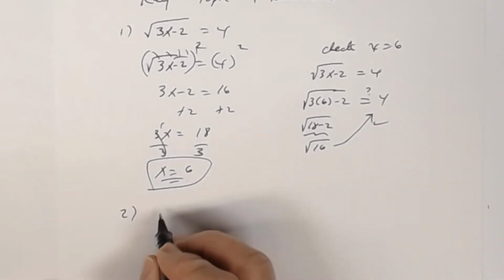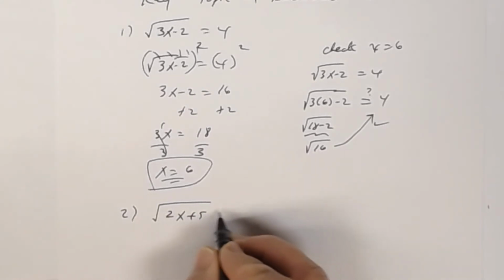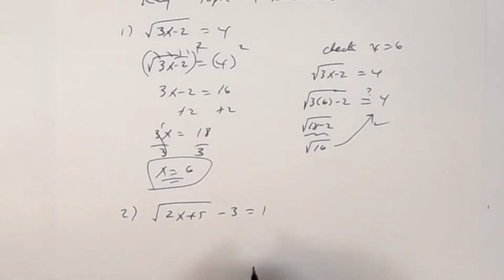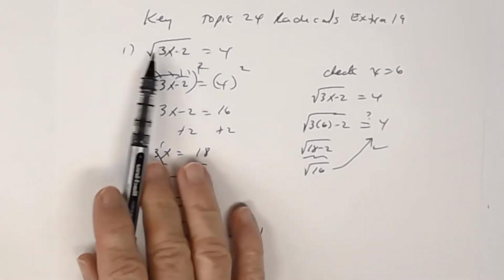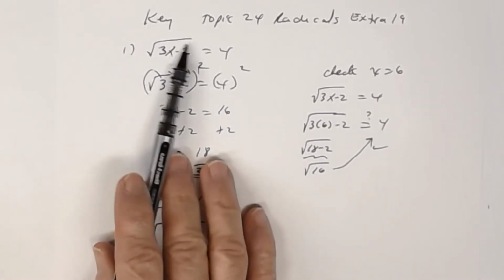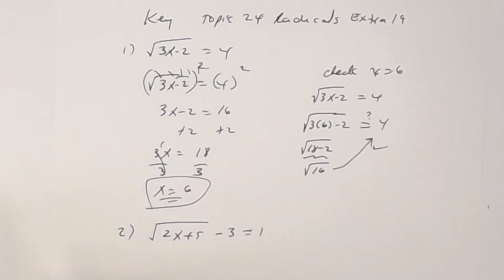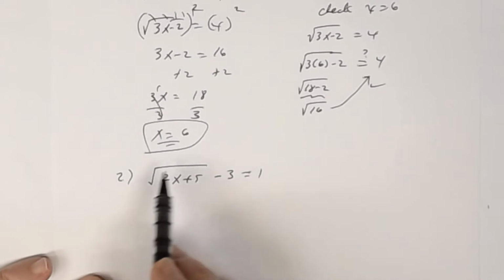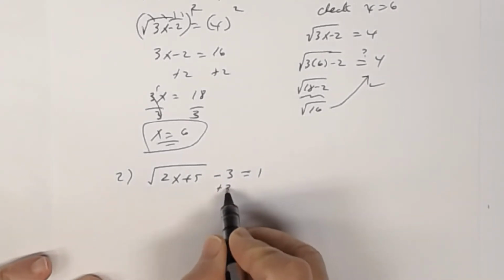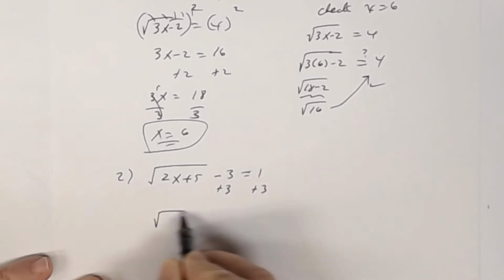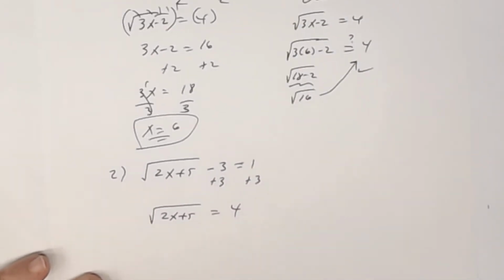Number 2, we have the square root of 2x plus 5 minus 3 equal 1. So remember, when we talked about number 1, the idea is to get the radical by itself first before raising both sides to a power equal to the index. So here, the square root's not by itself. I have to subtract 3 right here. So we're going to add 3 to both sides first. And I get the square root of 2x plus 5 is equal to 4.